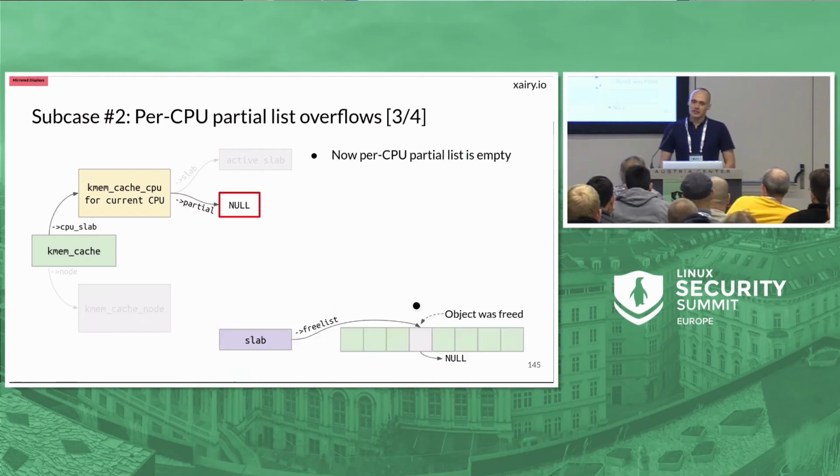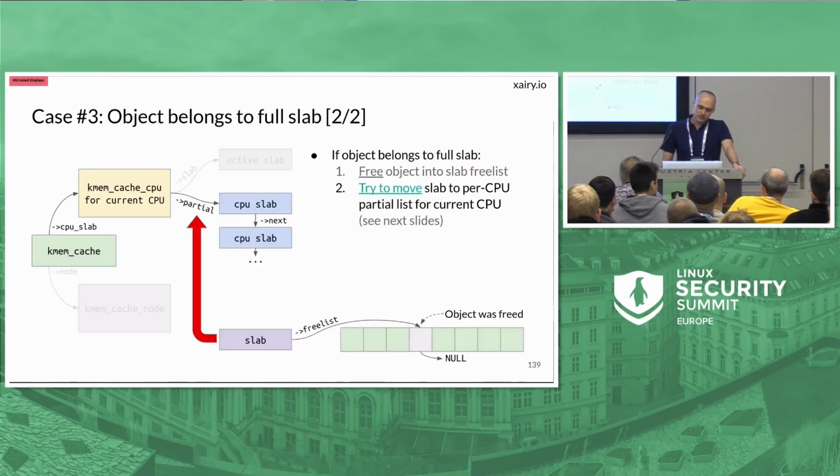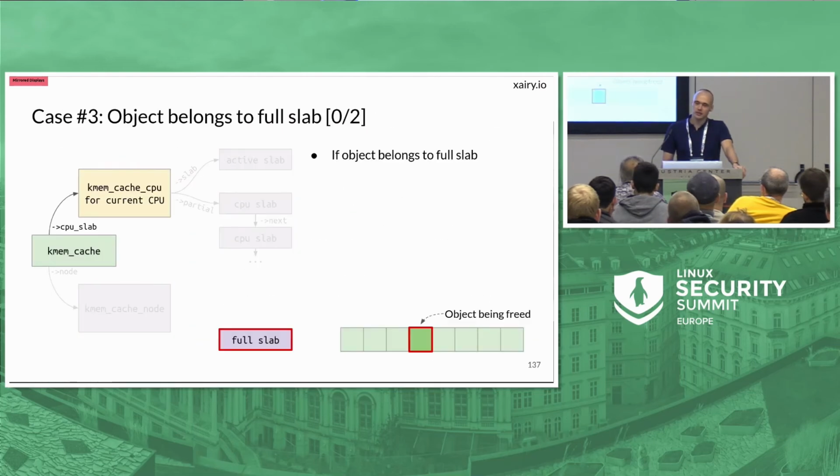So yeah, once the slabs are moved to the per node list, or maybe some of them get freed, at this point we have space on the per CPU partial list, and the slab to which the freed object belongs just gets put first on the partial list. So this case number 3 is the most complicated case that I discussed throughout the slides. This is the case when we have a full slab and we free an object from the full slab.